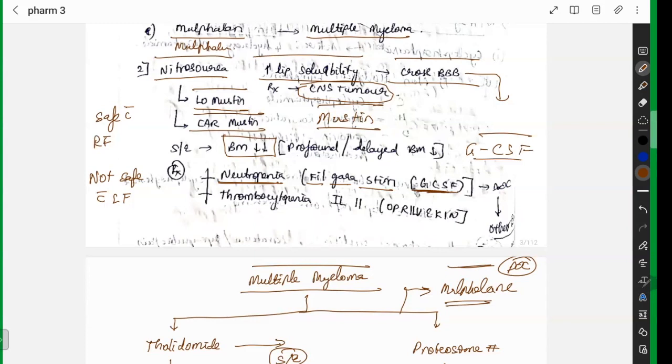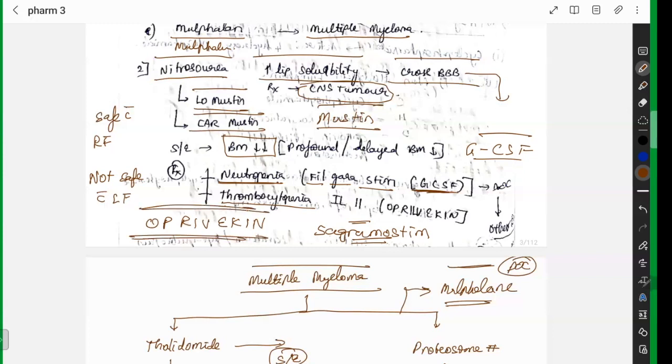G-CSF is used as a drug of choice in neutropenia. Another drug is sargramostim, which is also a drug of choice for neutropenia. So the two drugs you give in bone marrow suppression caused by nitrosourea are filgrastim and sargramostim. The third thing is that it can also cause thrombocytopenia. Whenever there is thrombocytopenia, the drug you give is oprelvekin.